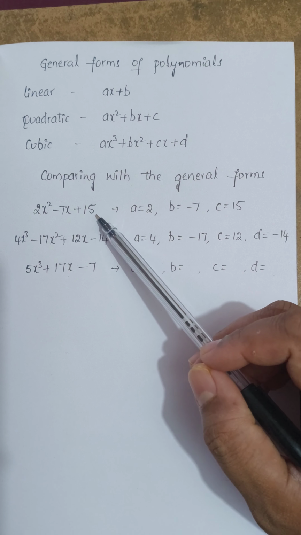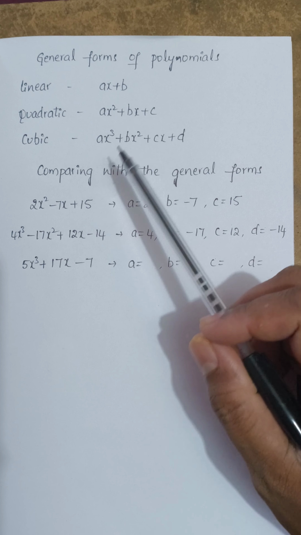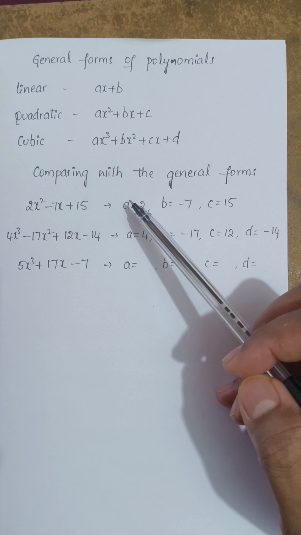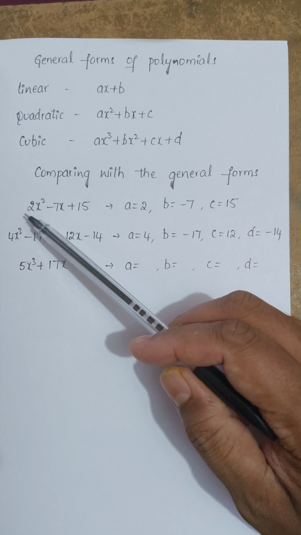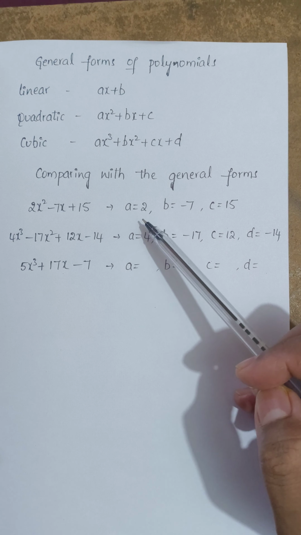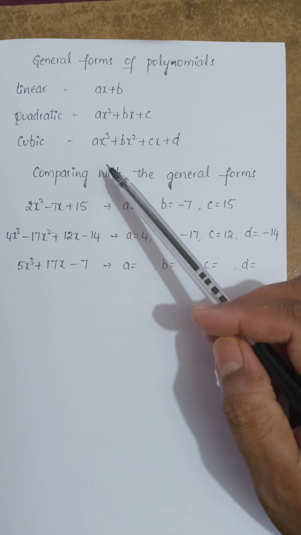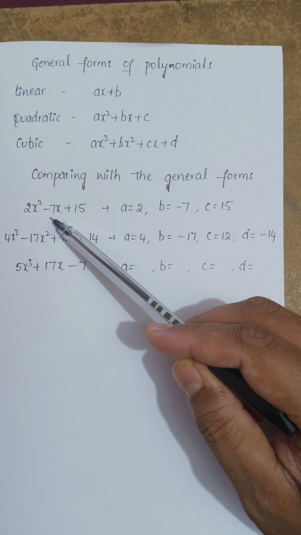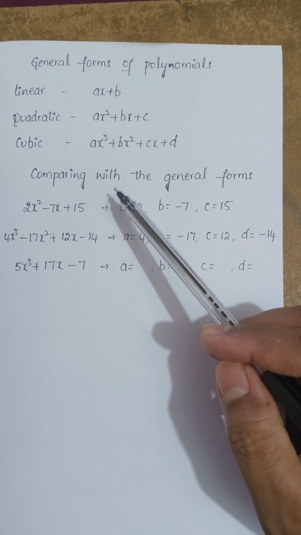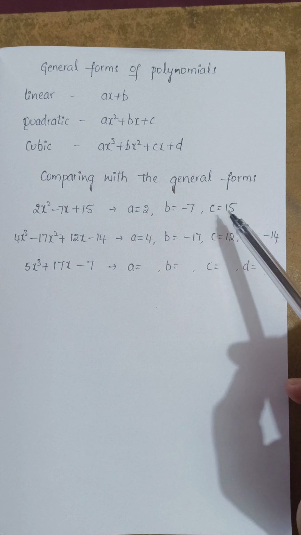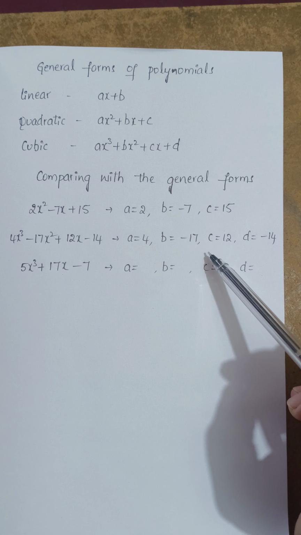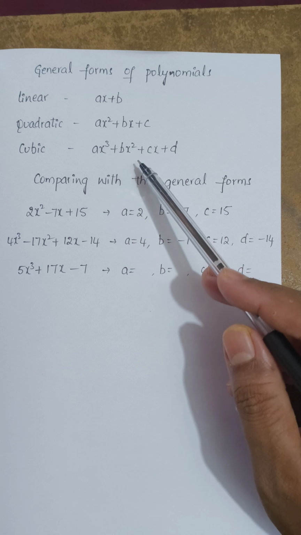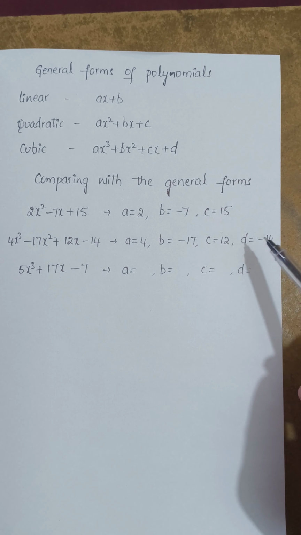Let's start with the first expression. See, this is a quadratic expression. You can compare it with ax square plus bx plus c, where a is the coefficient of x square, right? So 2 is the value of a. Now b, what is the b value? Coefficient of x. Here the coefficient of x is minus 7, so b is minus 7. And c is the constant, so plus 15. Likewise, I've got one more expression, which is similar to the cubic polynomial. On comparison, you can write the a, b, c, and d values.